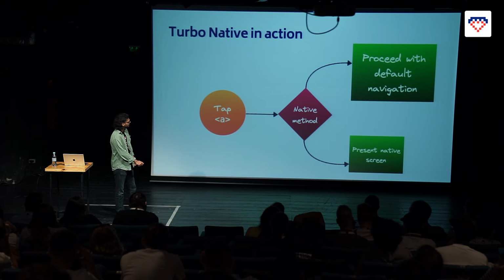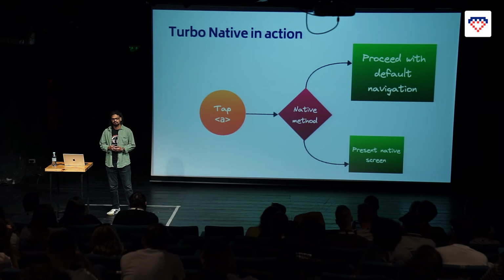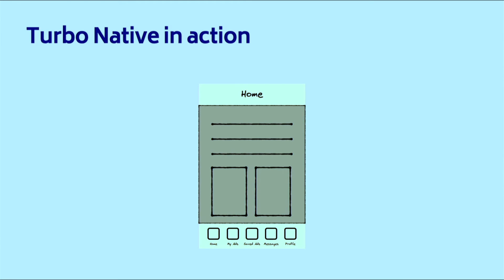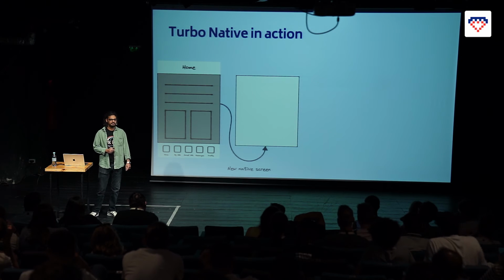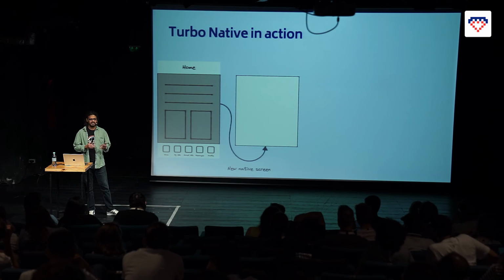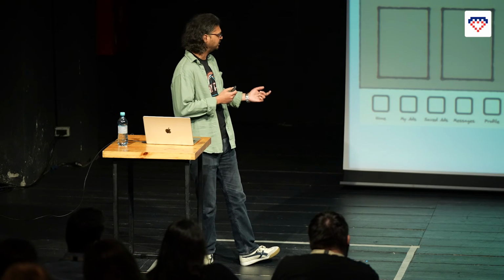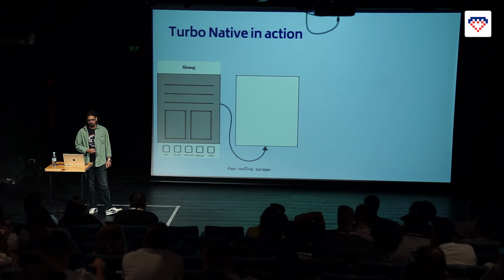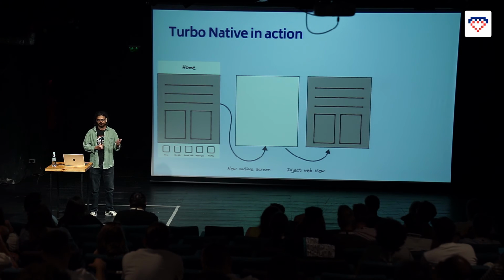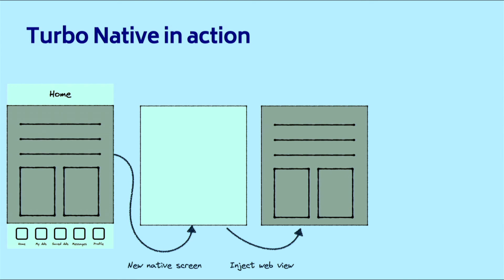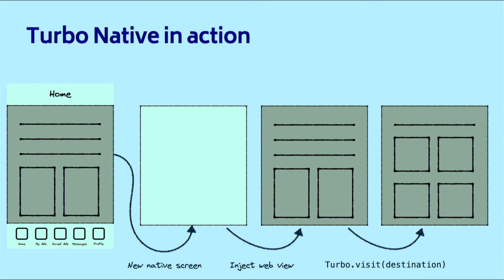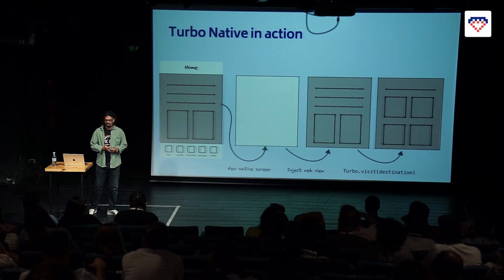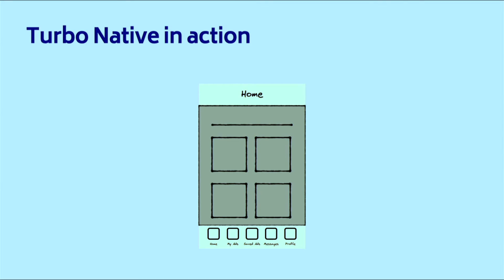Let's zoom into what is this default navigation that Turbo Native gives us. Well, when you tap a link, the first thing it'll do is create a new native screen. If you're familiar with any native APIs on iOS, that would be a view controller, and on Android, that would be a fragment. The next thing it'll do is inject the web view into this new native screen. And finally, it'll tell Turbo to navigate to the destination, and it'll present the new screen to the user.